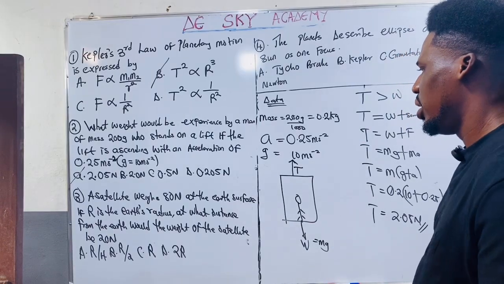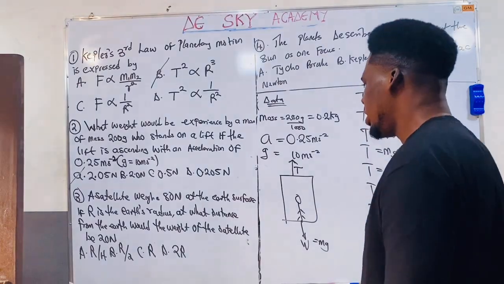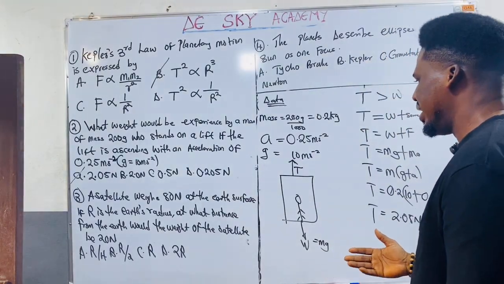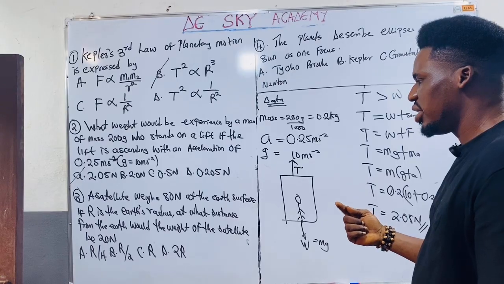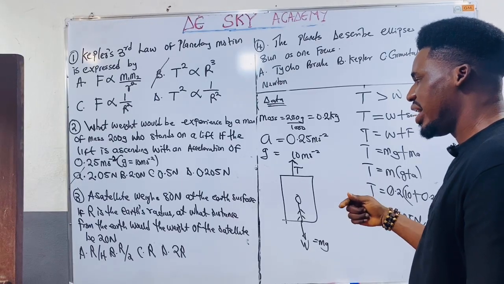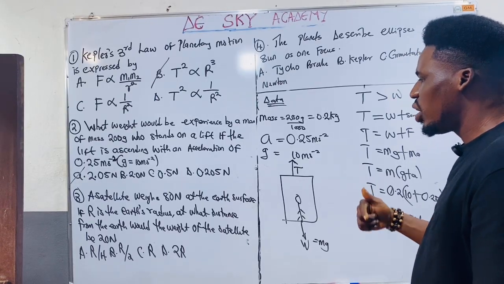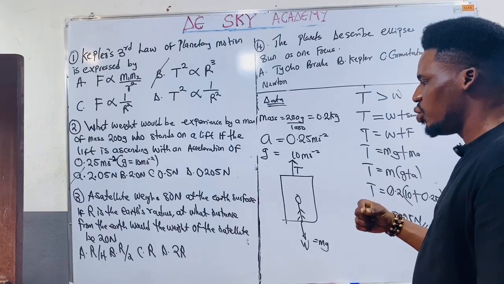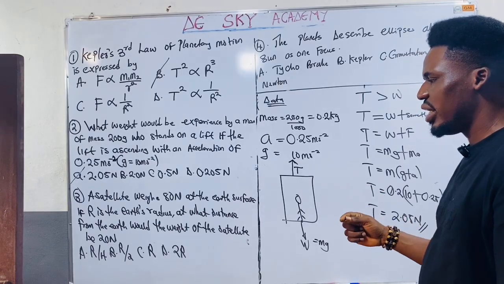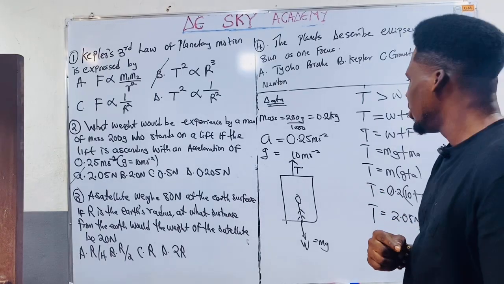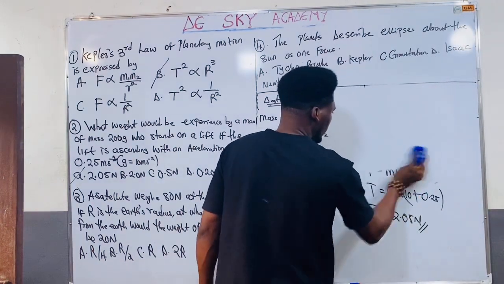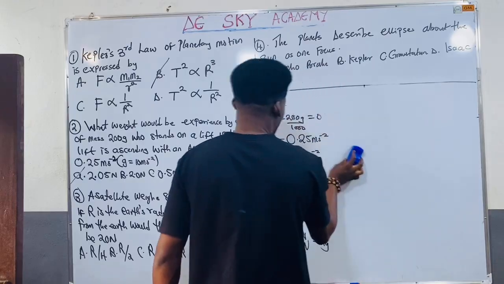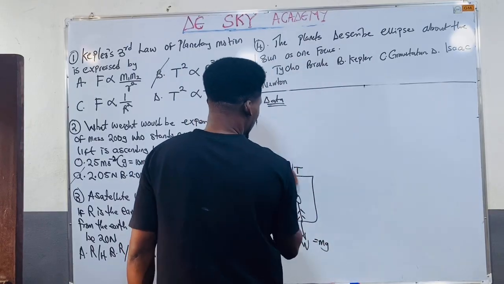Question number 3. They said a satellite weighs 80 Newton at the Earth's surface. If R is the Earth radius, at what distance from the Earth would the weight of the satellite be 20 Newton? Wow, let's see how we can analyze this question and solve this.